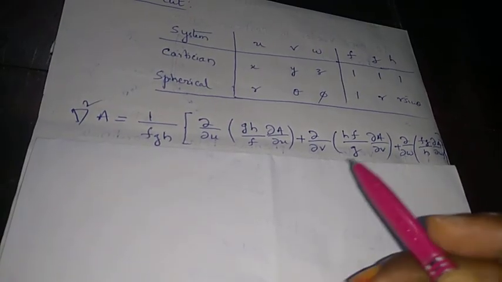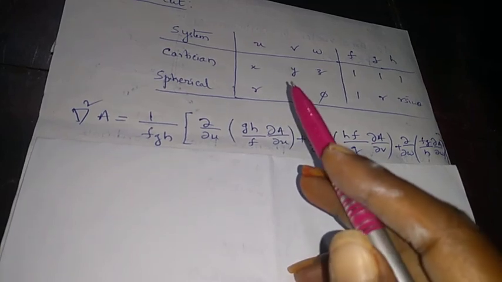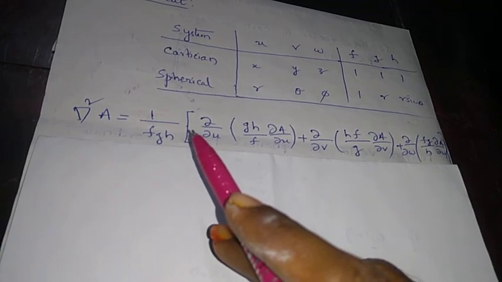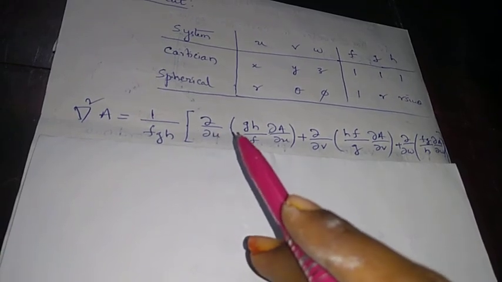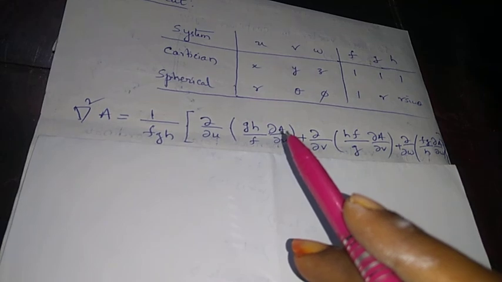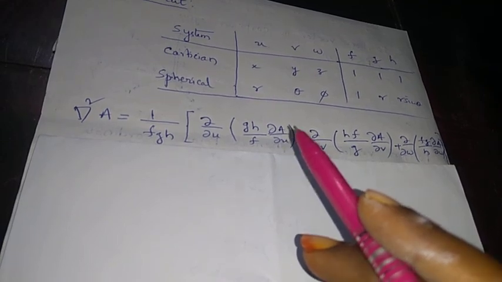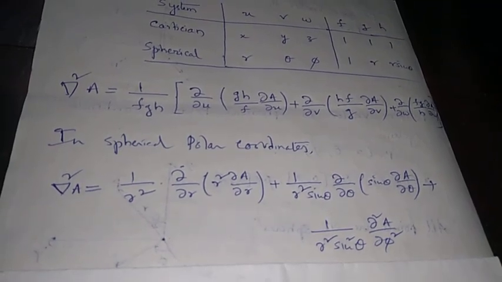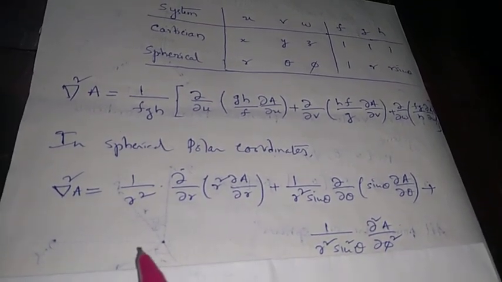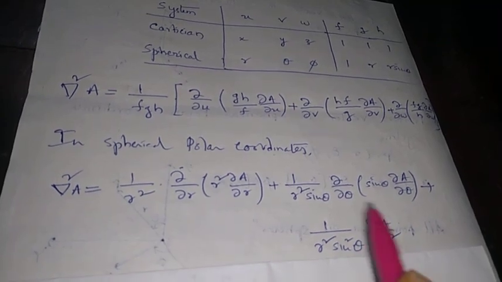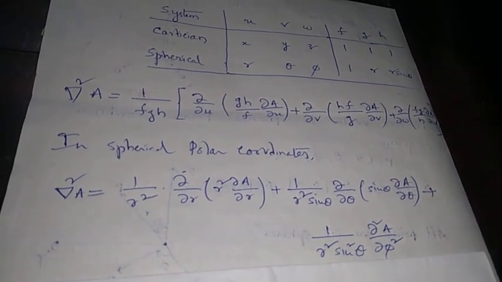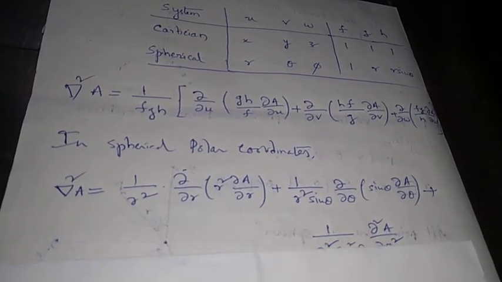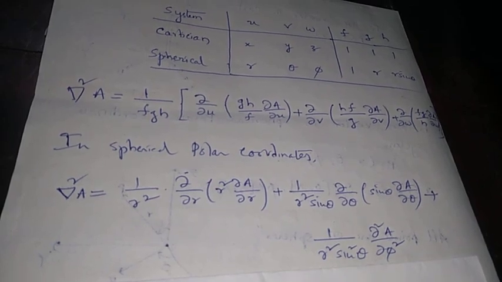And if you substitute the relevant values, for example, for Cartesian coordinate system, we'll be getting this quantity as dou square by dou x square of A plus dou square by dou y square of A plus dou square by dou z square of A. And for spherical polar coordinates, if you substitute the relevant terms, we get del square of some quantity A is equal to this expression here. And this is the Laplacian operator in spherical polar coordinate system.